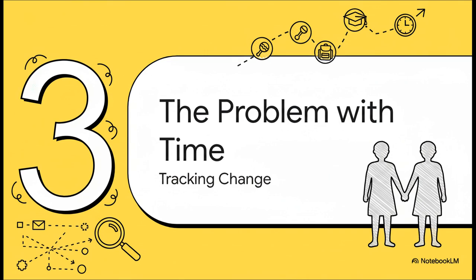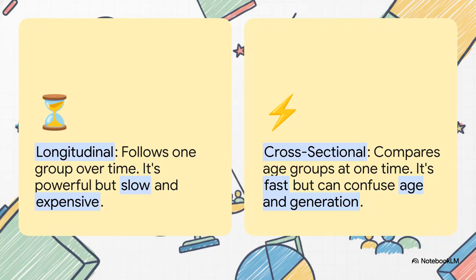Okay, so the twin method is amazing for taking a snapshot in time, but that's just it. It's a snapshot. What about a totally different kind of problem? What if you want to understand how people change over time? I mean, across their entire lives? Well, this is a classic trade-off researchers face. On one hand, you could do a longitudinal study, following the same people for decades. It's the gold standard for sure, but it's incredibly slow and costs a fortune.